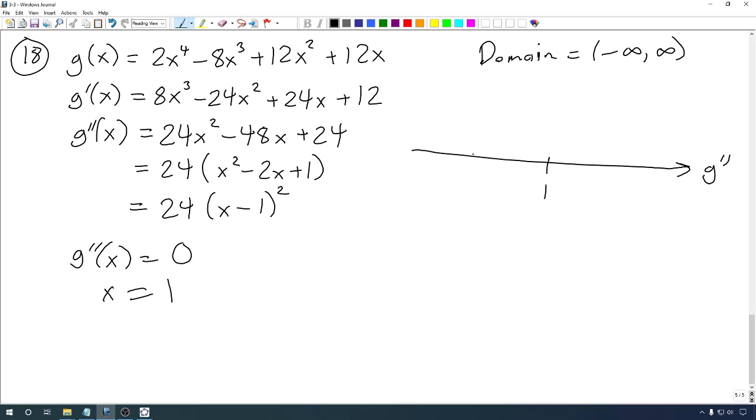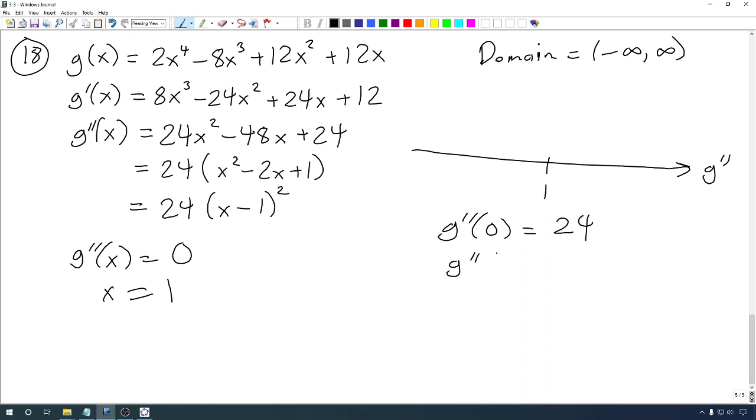I need to identify whether or not the second derivative is positive or negative on these two intervals. I'll go ahead and take different test points. From negative infinity to 1, I can take 0. Definitely an easy number to pick there. If I put 0 into this expression, the 24x squared and the minus 48x both become 0. We're just left with this 24.